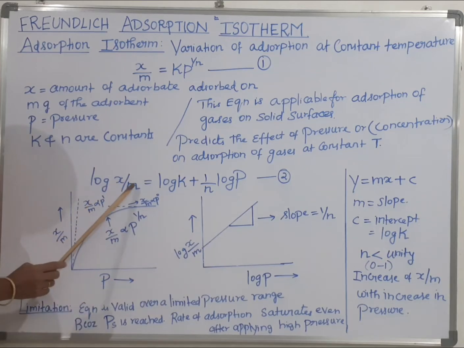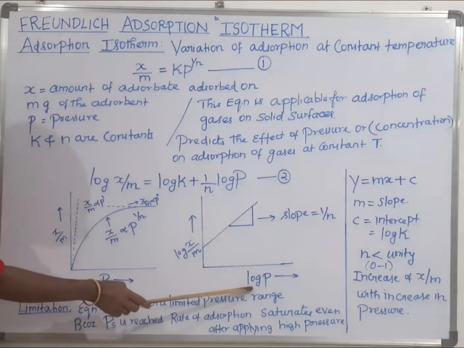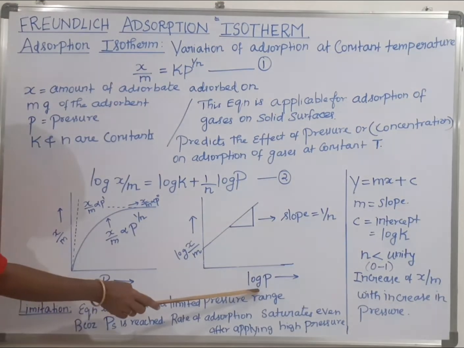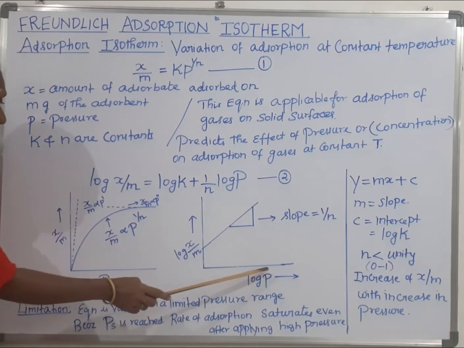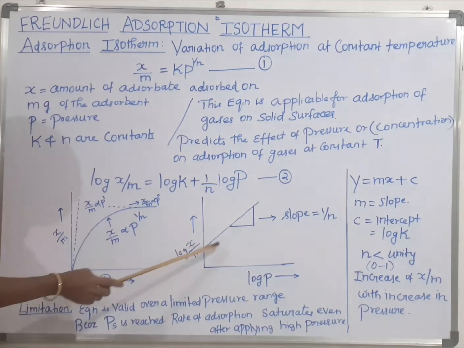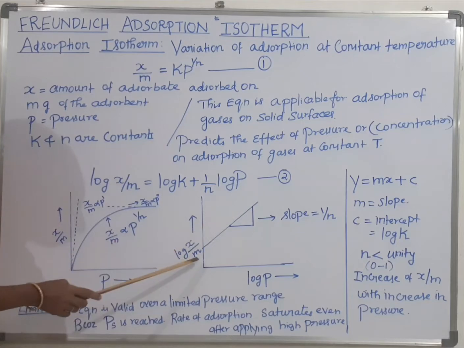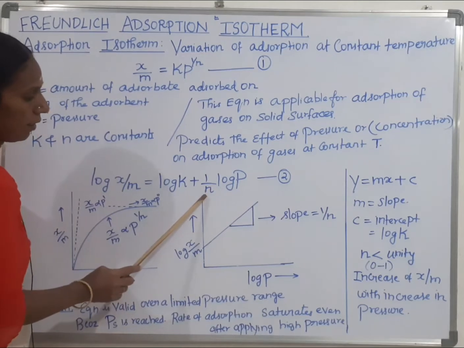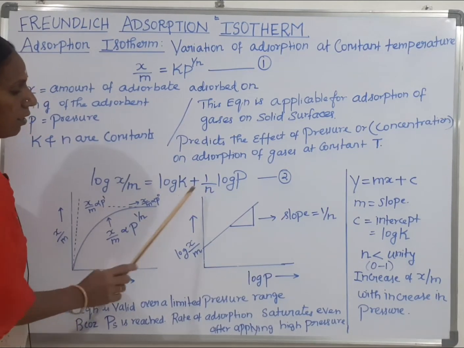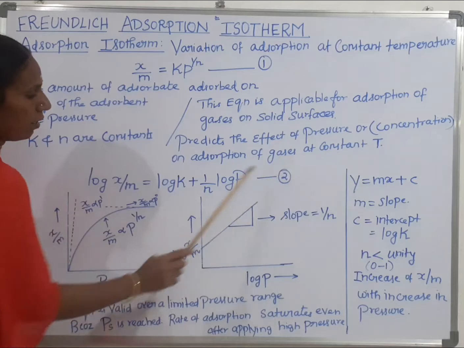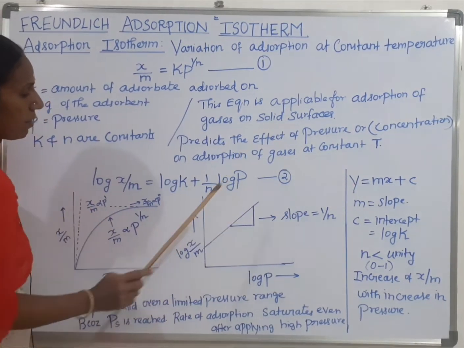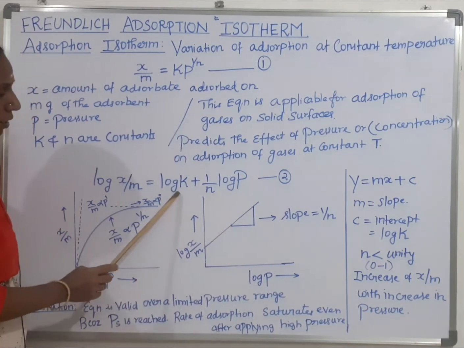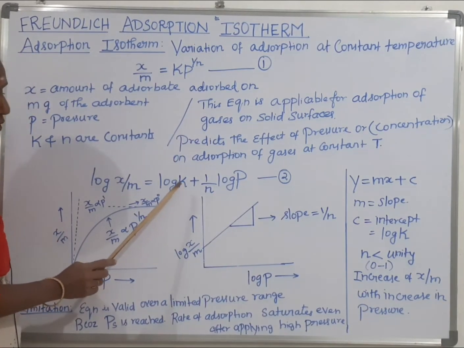Here log x by m is plotted against log p. x by m is the amount of adsorption, p is the pressure. So if pressure increases, the amount of adsorption also increases. A straight line is obtained. Here the slope m is equal to 1 by n. So this is a straight line, compared to the straight line y equal to mx plus c. So the slope m equal to 1 by n. The intercept c is log k. Okay, the intercept is log k.